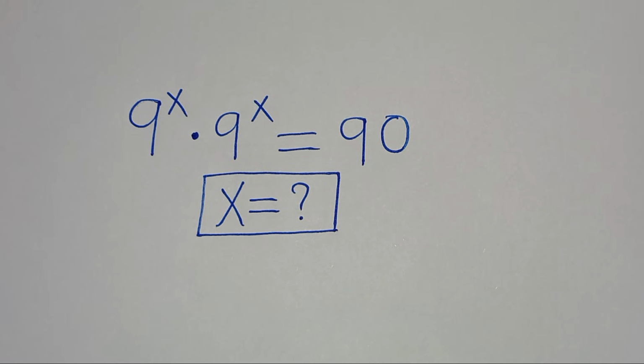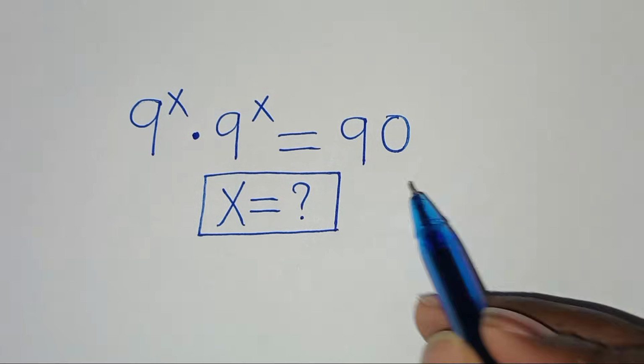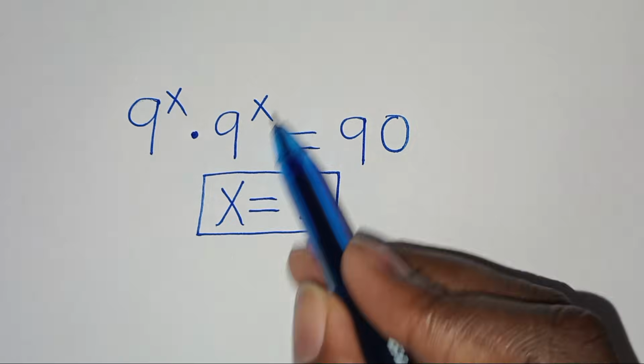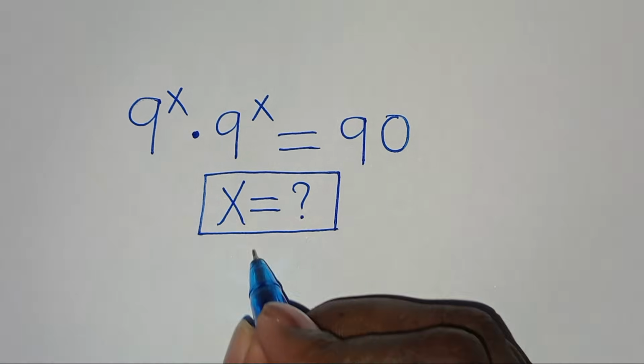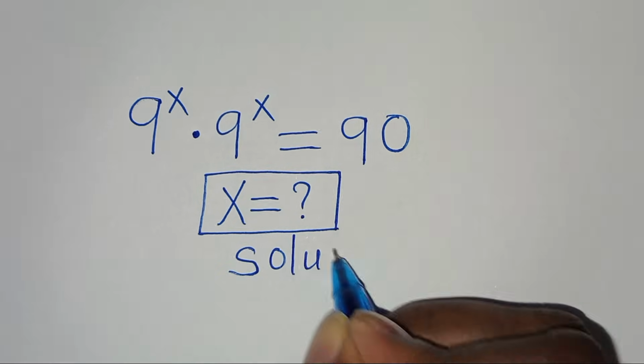Hello everyone, you're welcome to solve this nice exponential equation, which is 9 to the power of x times 9 to the power of x. This is equal to 90. So what is the value of x? Now let's provide a solution from here.